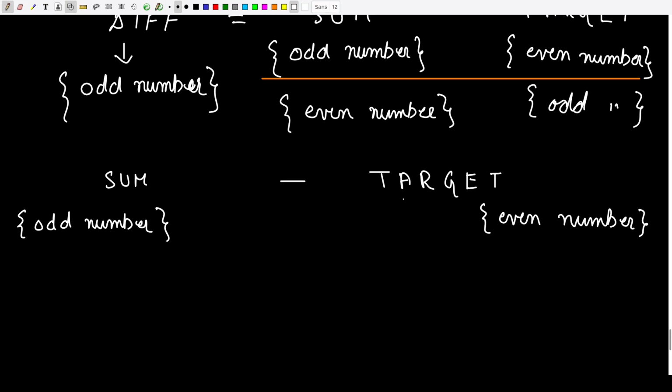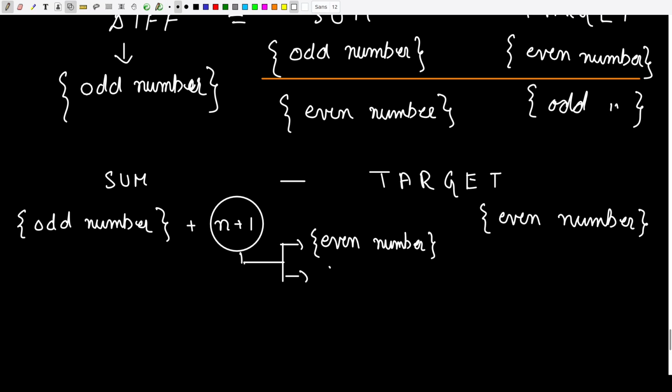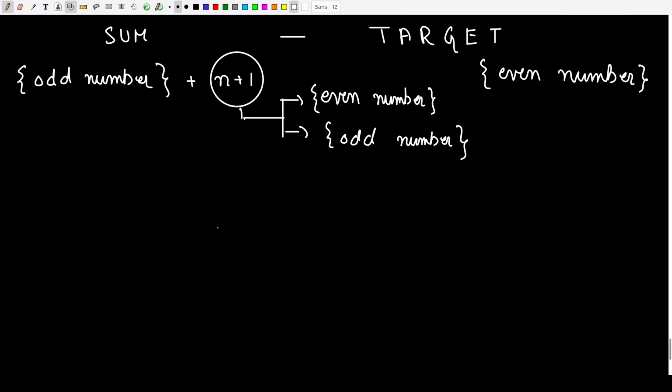So in order to make the difference an even number, what we are going to do is, within sum, we are going to add n plus 1 just to make the difference an even number. So now with n plus 1 also there are two cases, right? This can be an even number or this can be an odd number. So now let us discuss these two cases. So let us plug in the first case where n plus 1 is an even number.